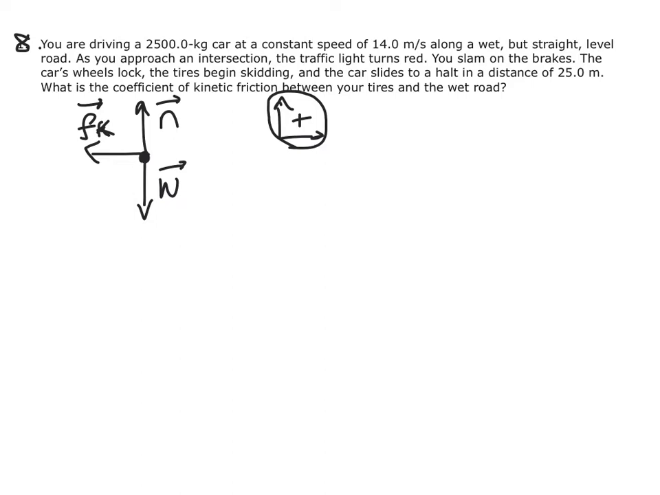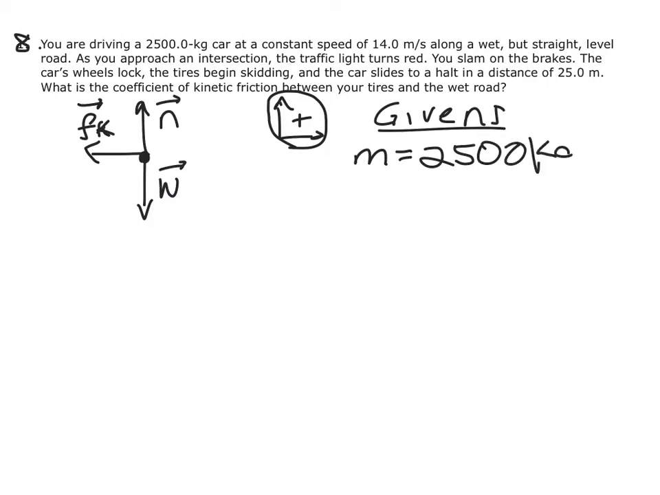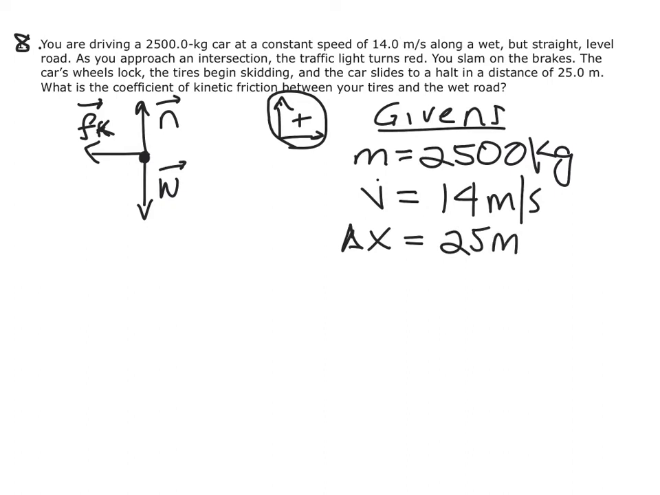All right, next, a good idea, we'll write down some known values or givens. So here we go. What do we have? Well, we're given the mass of the car, 2,500 kilograms. We're also given the velocity of the car when it starts to slow down, and that is 14 meters per second. And we're given the distance, delta x, and that is 25 meters. All right, so those are the givens.